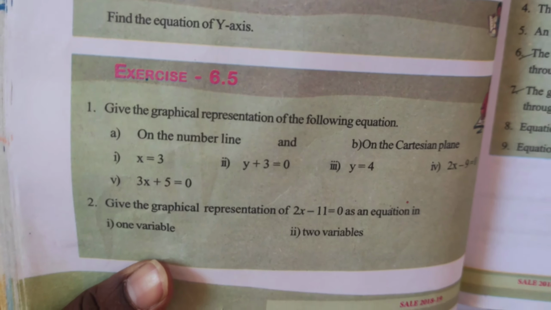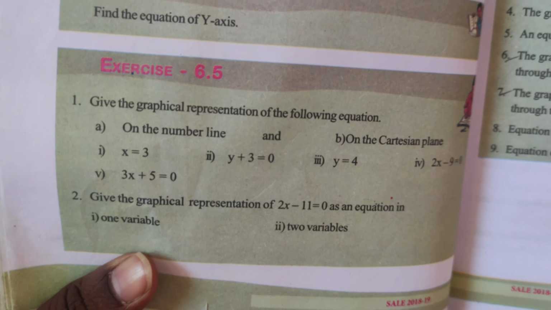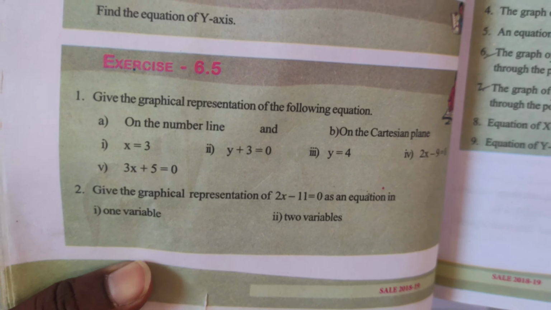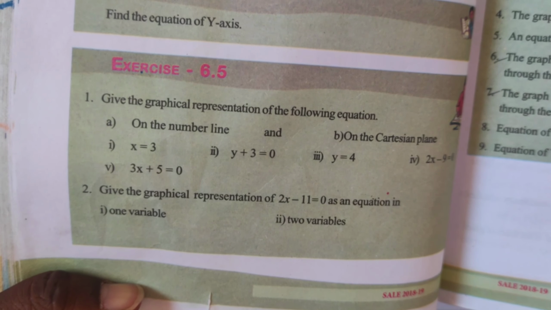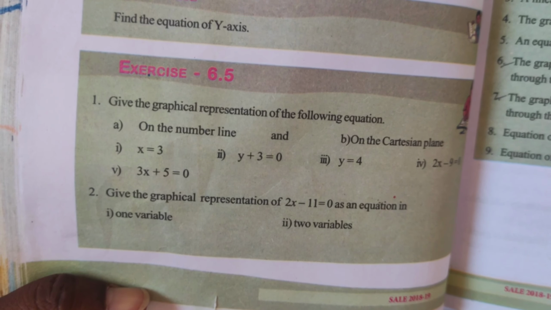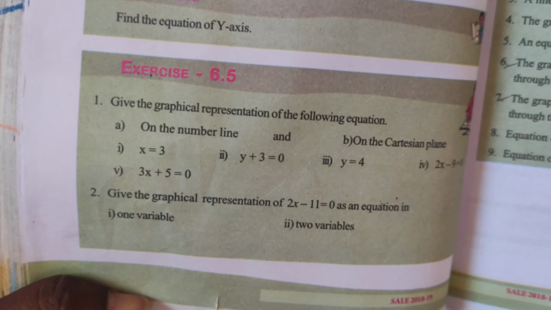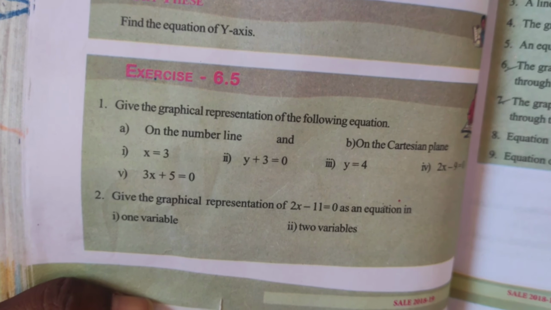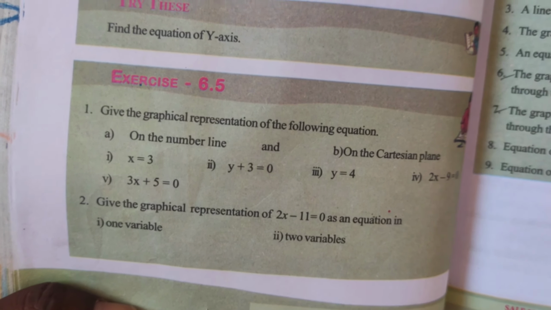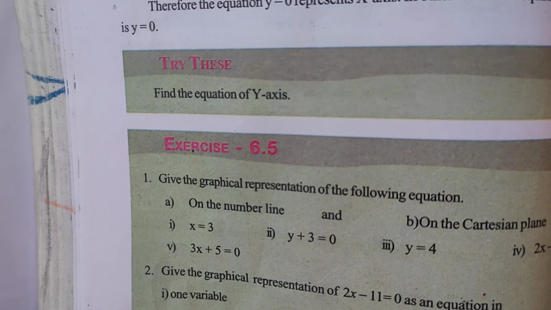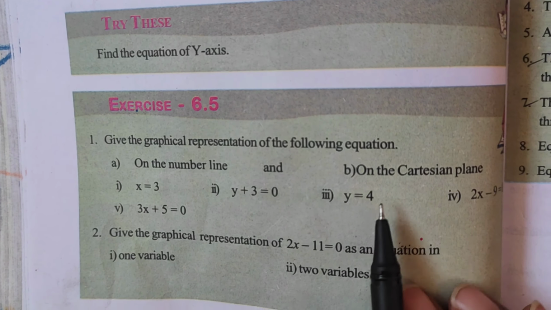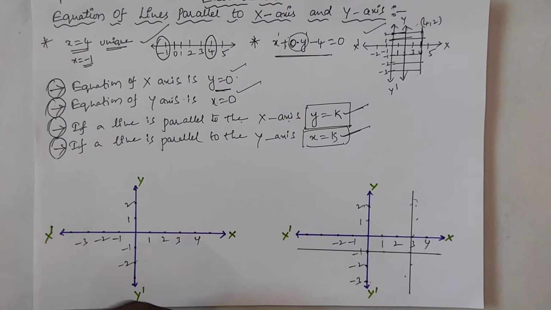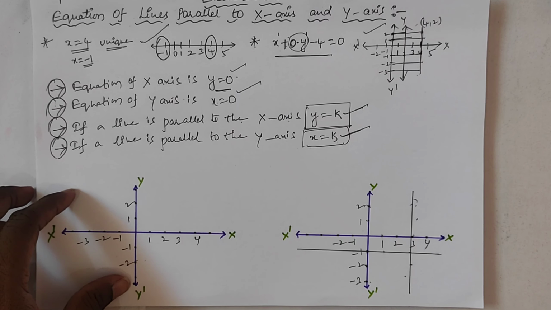Exercise 6.5, first question. Give the graphical representation of the following equations: the first one on the number line, and the second one on a Cartesian plane. We have to represent both. The first one is on the number line and the second one is on the Cartesian plane. Okay, five questions are given. We'll solve them one by one.